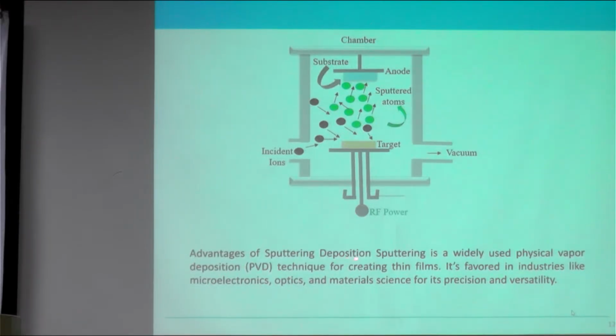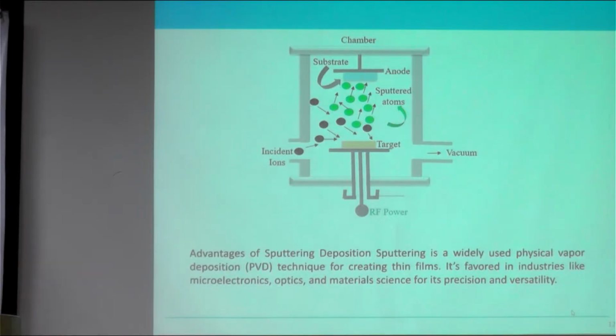So the advantage of sputtering deposition is that it is a widely used PVD technique. PVD is a wide term, physical vapor deposition. There are techniques available on that, so it's a classification, and sputtering comes into that. It's a favorite in industries like microelectronics, optics, material science for precision and versatility.